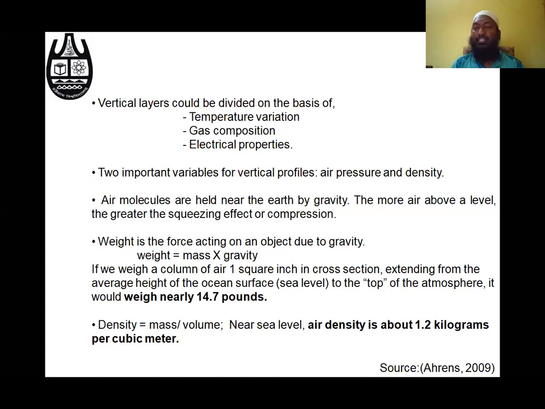Another thing is, density is an important thing, and density comes with a term with volume. So if you divide a specific mass by the volume, then it should be around 1.2 kilograms per cubic meter. That means if you have 1 meter height, 1 meter length, and 1 meter width of area, and you measure it near sea level, if you weigh it, you can get 1.2 kilograms of air.